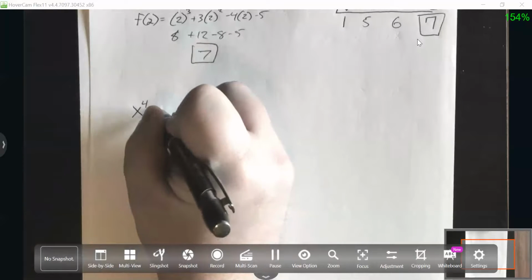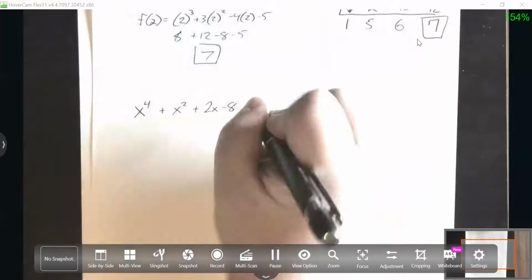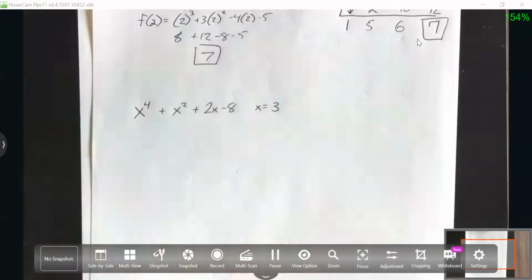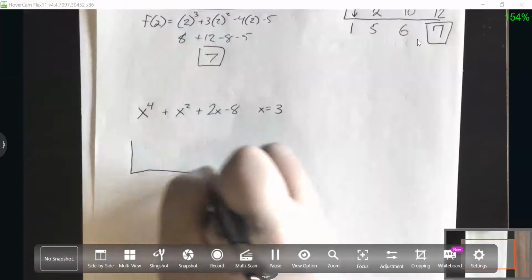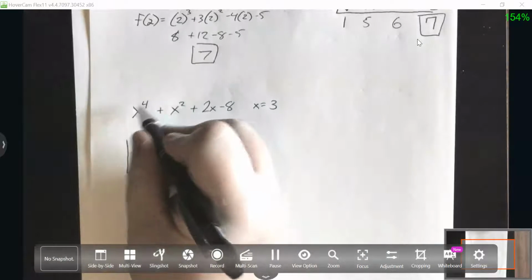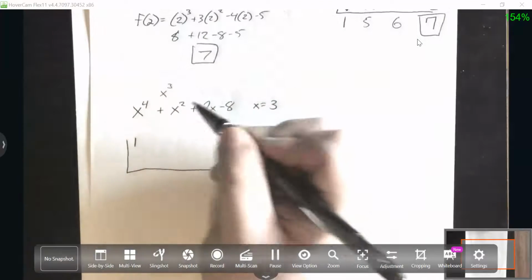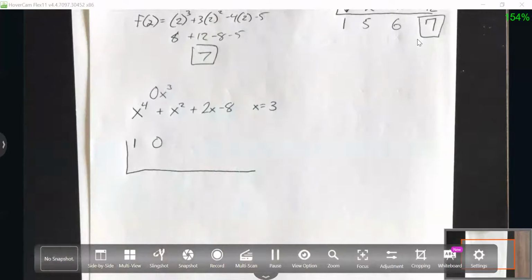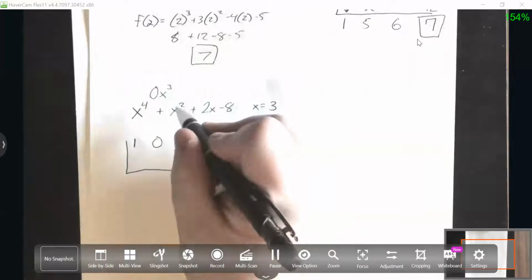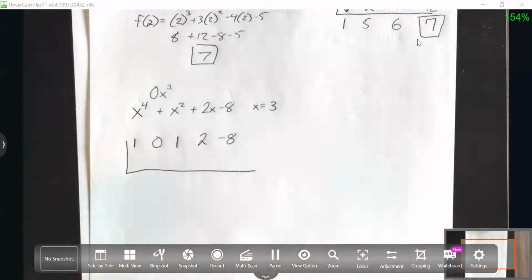So how about we're looking at x to the 4th plus x squared plus 2x minus 8, and we're evaluating it for x equals 3. We're going to take this polynomial and put it into a bracket, and use those leading coefficients. So we have 1x to the 4th, and here's our problem: we don't have any x cubed in here. So it is a 0x cubed, and we have to have those place value holders. We have 1x squared, we have 2x, we have a negative 8.